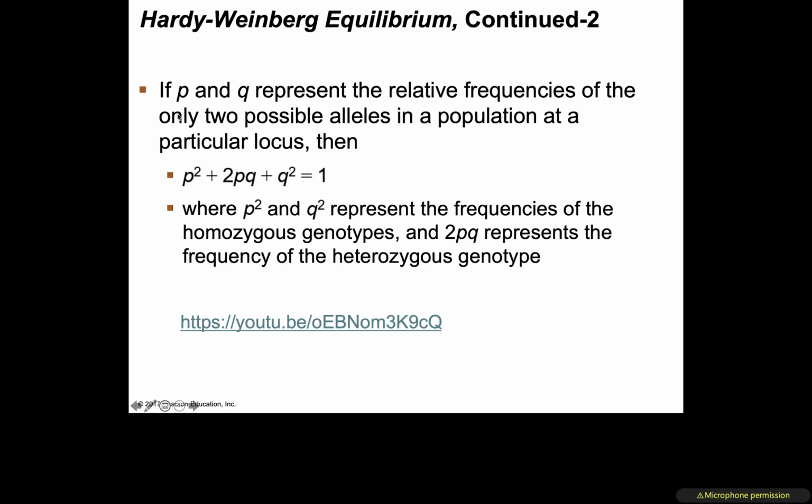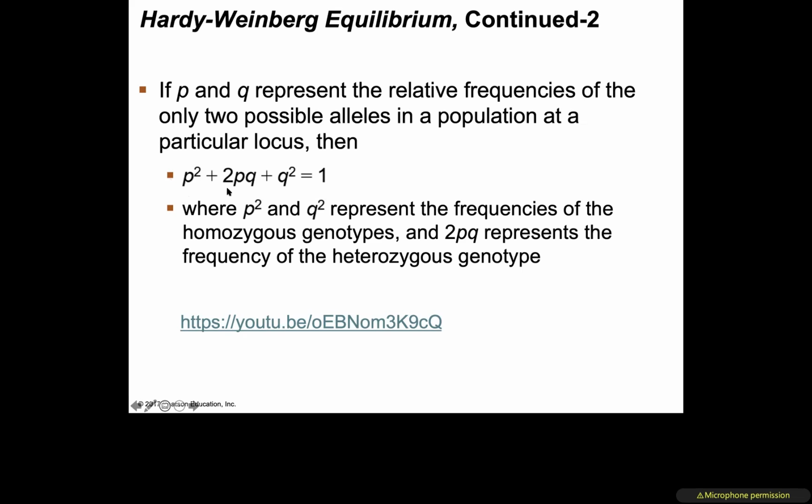Alrighty, so when we talk about P and Q, P is going to represent the dominant trait. Q is going to represent the recessive trait. So let's change those names. P represents the dominant allele, Q represents the recessive allele.